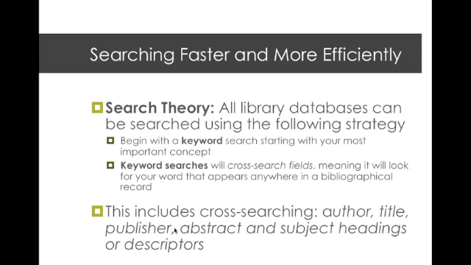So we're going to begin with a keyword search, starting with your most important concept. Now, starting with keyword searches at the very beginning stages of your research is always a good idea because it will cross-search all fields. And this means it will look for your word where it appears anywhere in a bibliographical record. So it's going to search for author, title, publisher, abstract, subject headings, which are also called descriptors. So basically you're getting the broadest number of results for your major search terms. And this is okay in the beginning because you just want to explore as much as you can. But later I'll show you how to get more specific.